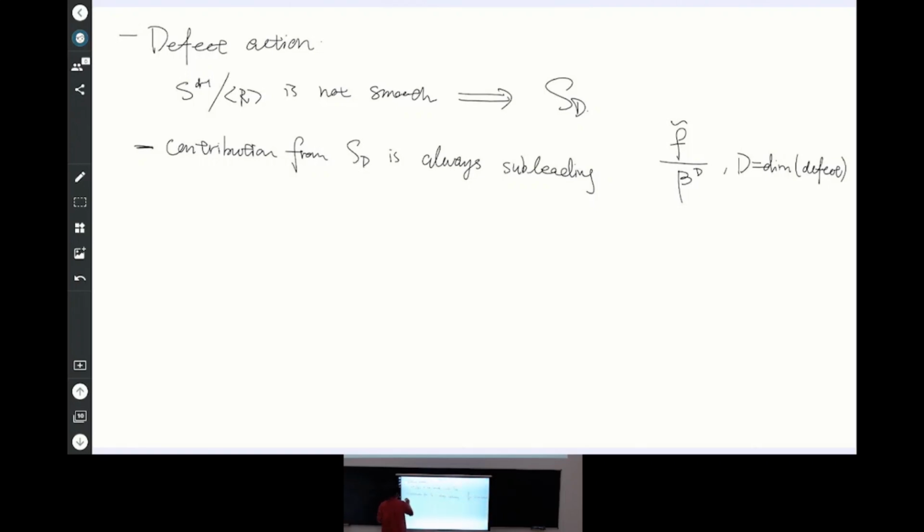Okay, now maybe let's look at a concrete example. Let's look at a 3D CFT with the insertion of e to the 2 pi i p over q.